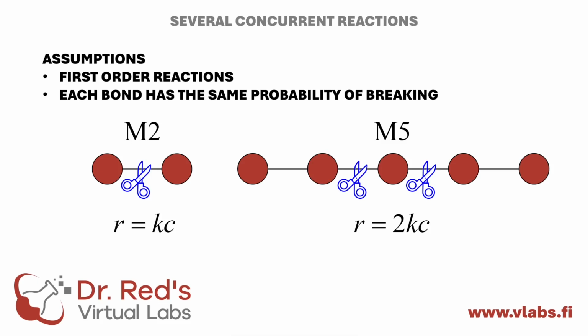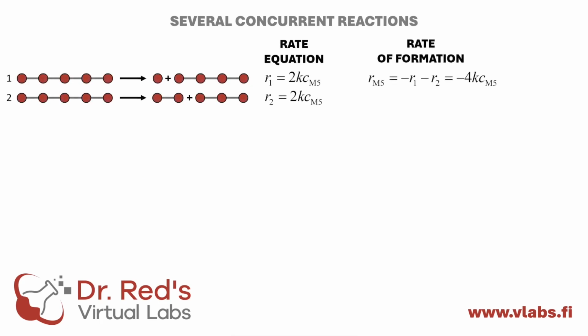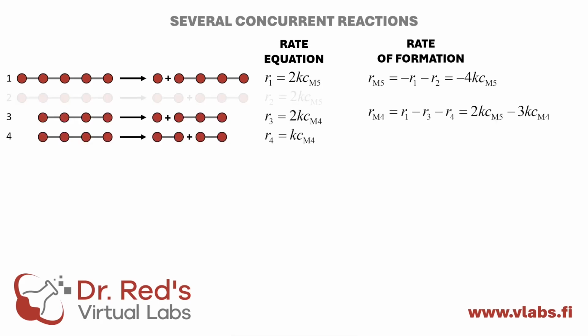Next, let's proceed to write rate equations and rates of formation for each oligomer in this system. The pentamer, M5, degrades 2 ways. Its formation rate is the sum of these rates. The value is negative because M5 is consumed. The tetramer, M4, also degrades 2 ways. Reaction 4 is half as likely as reaction 3 due to bond locations.